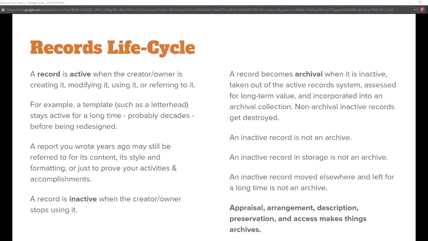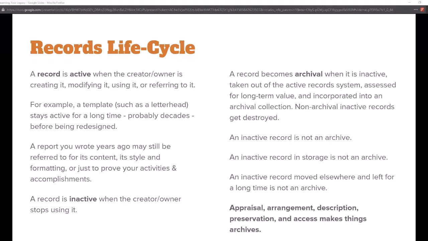So you might be referring back to a report you wrote years ago because you want to go back and see, well, what did we do in our annual plan or our strategic report or whatever. A template like a letterhead stays active for a really, really long time, maybe decades. A record becomes inactive as soon as you stop using it.